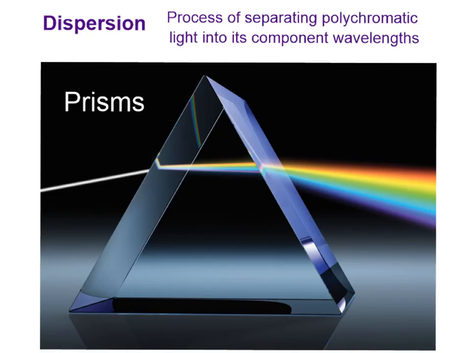Another interesting phenomenon is dispersion. Dispersion, as a definition, is just the process of separating polychromatic light into its component wavelengths. This sounds like a big fancy term, but it just means many colors. So when we talk about white light, that's polychromatic. And when it enters this prism, it's going to be refracted, but the different wavelengths that make up this white light will refract at different angles.